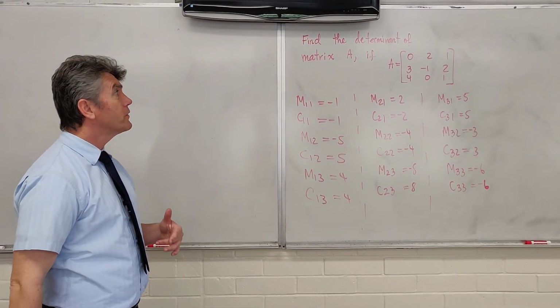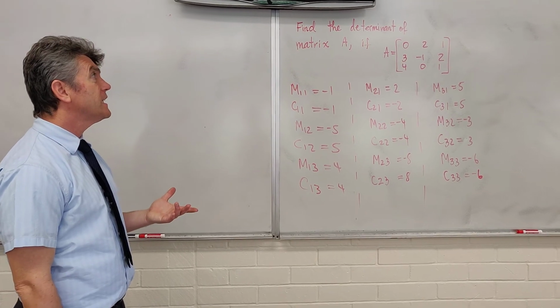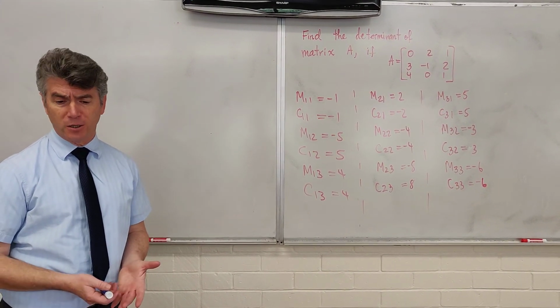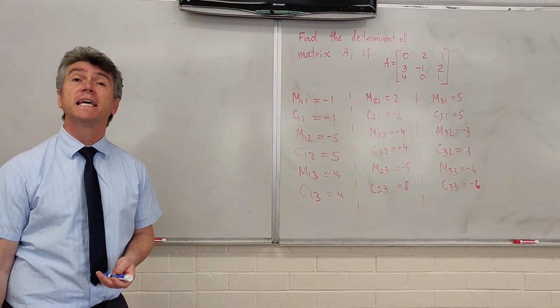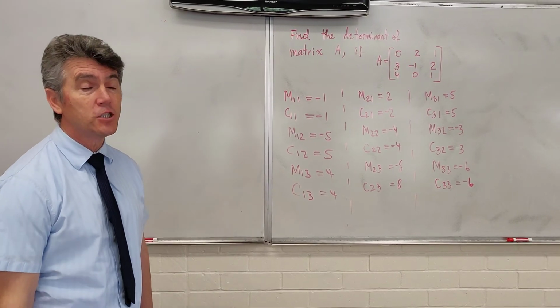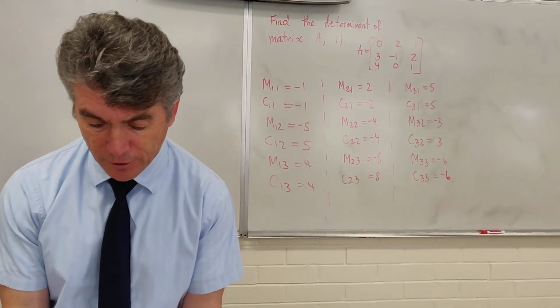So we are doing example 3. We are finding the determinant of a 3 by 3 matrix. Before we find the determinant, we're first going to take a look at the definition of the determinant of a square matrix.